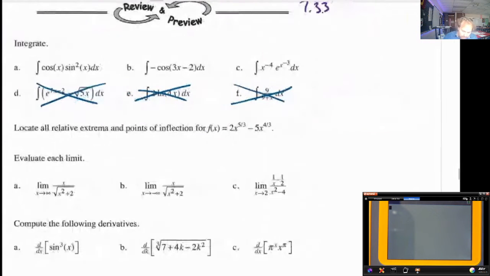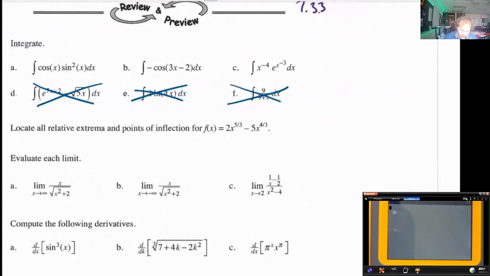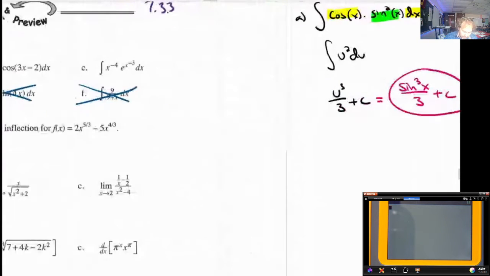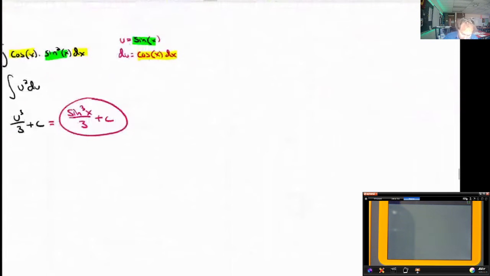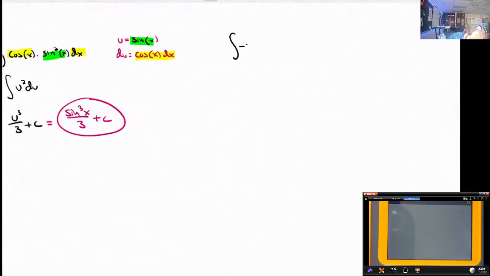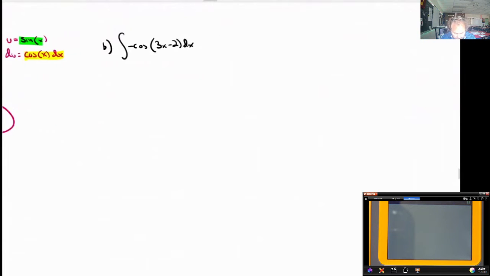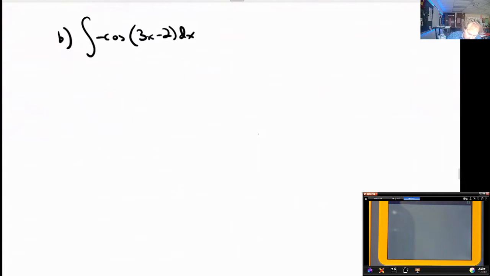Question B, you can avoid using u substitution for this one. This is the integral of the negative cosine of 3x minus 2 times dx. The first thing I notice in this problem is the negative. I want to get rid of it because the antiderivative of cosine is just sine, so I want to move it off to the front. How about the negative integral of the cosine of 3x minus 2?